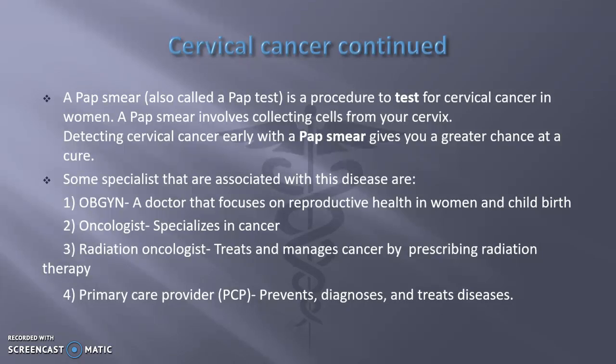Some specialists that are associated with this disease are first an OBGYN, which is a doctor that focuses on reproductive health in women and childbirth. An oncologist specializes in cancer. A radiation oncologist treats and manages cancer by prescribing radiation therapy. Then your PCP, which is a primary care provider, prevents, diagnoses, and treats diseases.